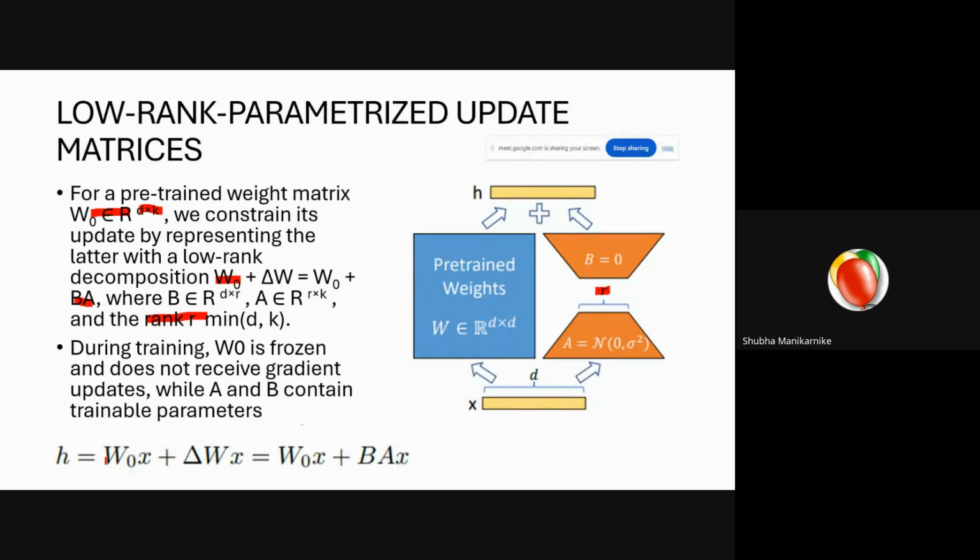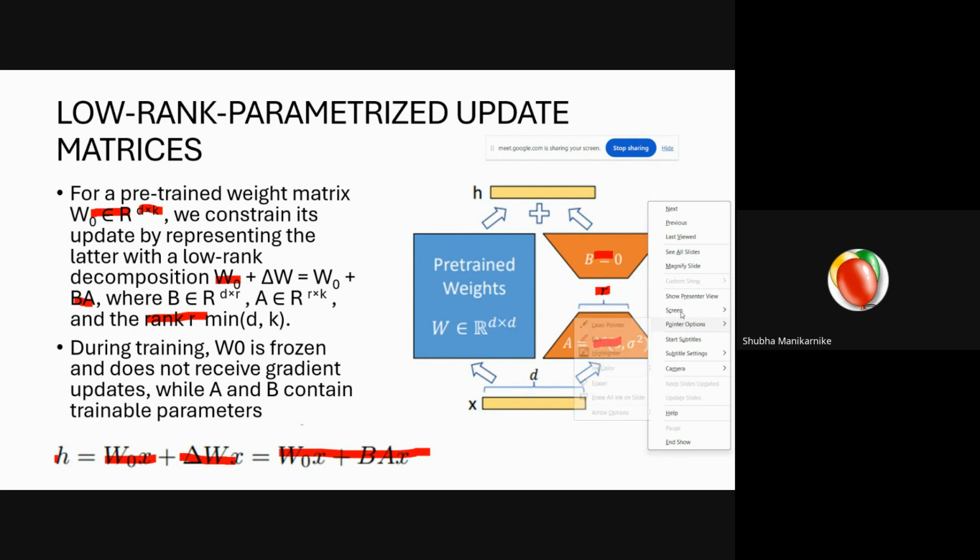So the output that you get over here, X is your input. So it is X into W0 plus delta W into X, or instead of delta W, it is nothing but B cross A. Those are the two rank decomposition matrices that you have. Any questions here?